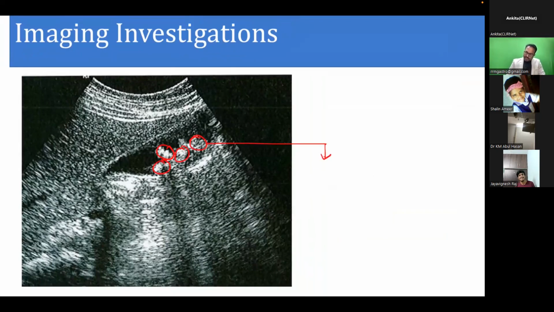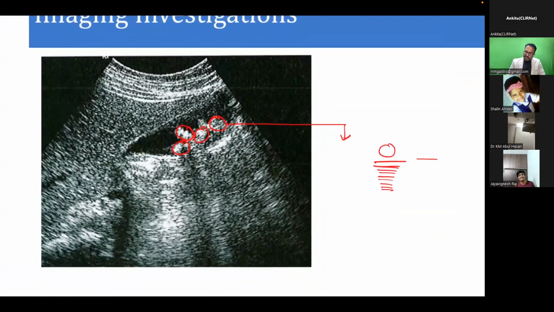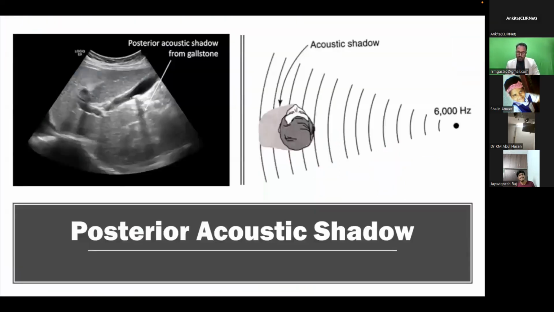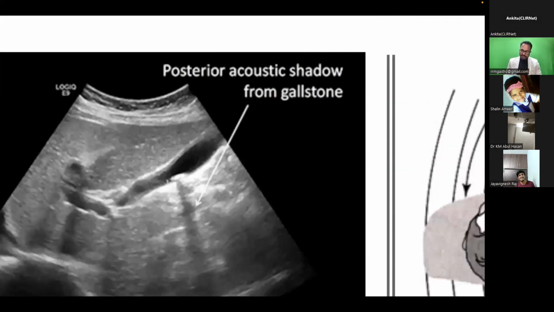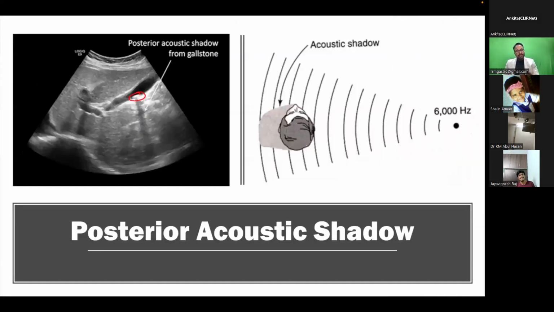A stone will cause what finding? You can see this is a stone. Behind the stone, you are seeing a shadow like this. This is known as posterior acoustic shadow. Posterior acoustic shadow is seen in these cases. So a stone will cause posterior acoustic shadow. This is the first important thing. Very important image-based question for your exam. You can see this is a gallbladder having a stone, and the stone is producing a posterior acoustic shadow. This is a repeat image-based question for your exam.